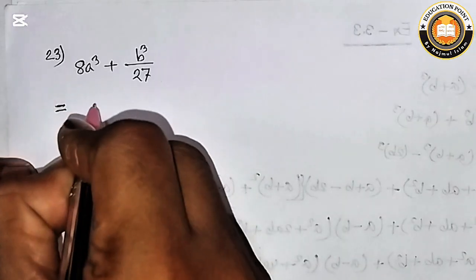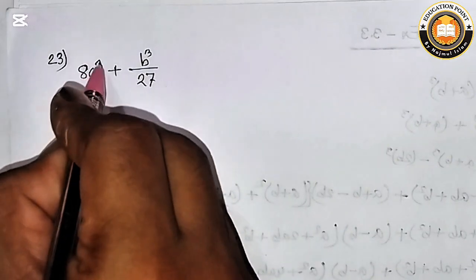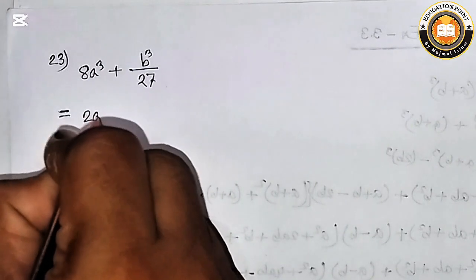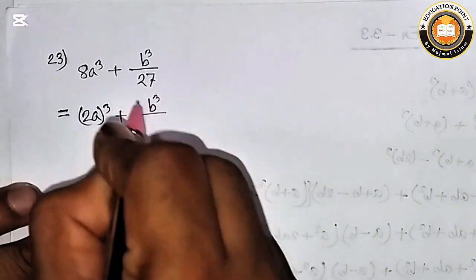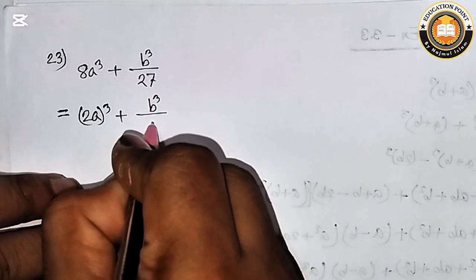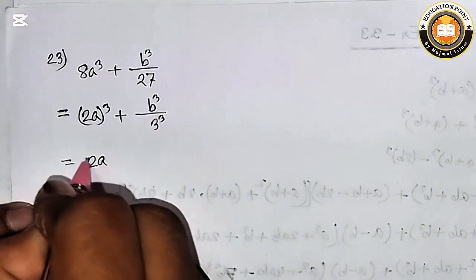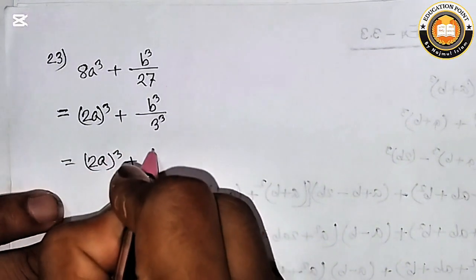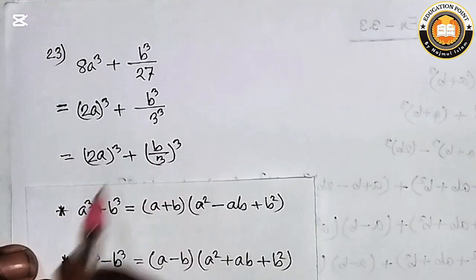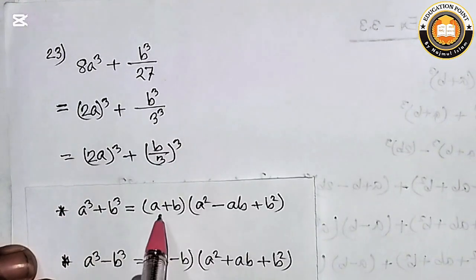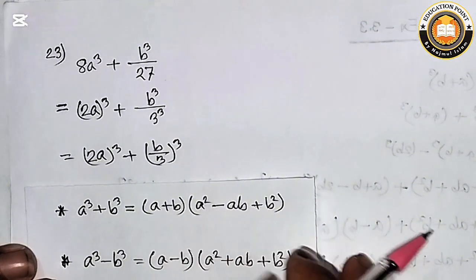Number 23, 8a cube plus b cube divided by 27. Now 8a cube modify as 2a whole cube, plus b cube divided by 27 modify as 3 cube. 2a whole cube plus b by 3 whole cube. Here we will apply the formula of a cube plus b cube, that means a plus b into a square minus ab plus b square.